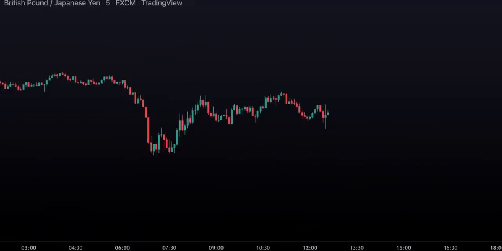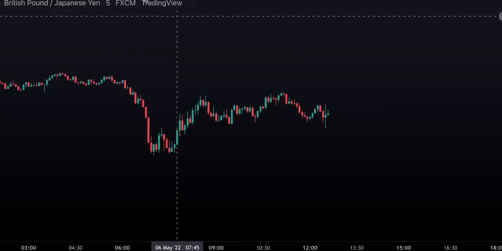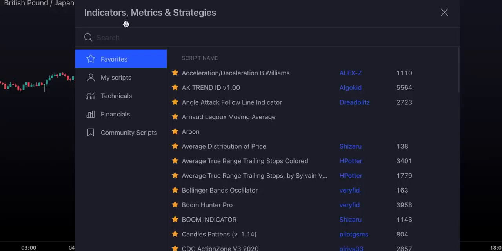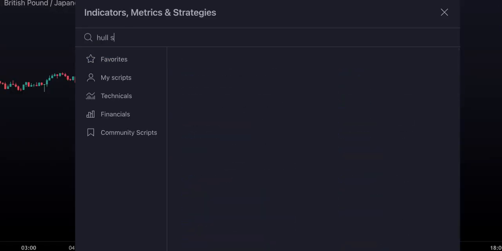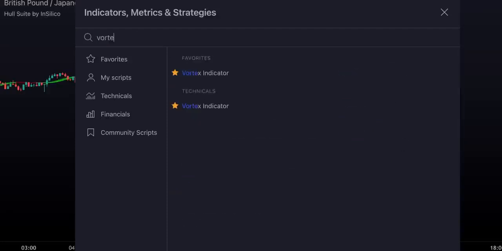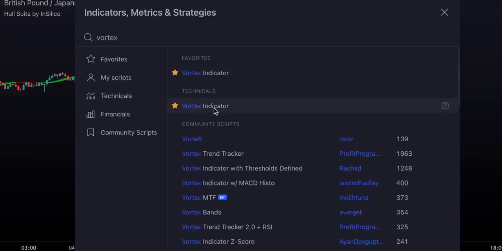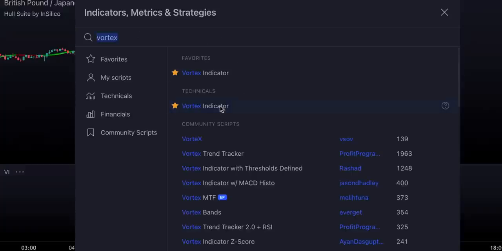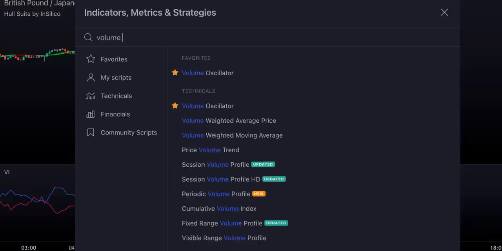Okay, this strategy consists of 3 free TradingView indicators. Now let's go ahead and add them to our chart. So for the first indicator, we will need whole suite. This one by Insilico. For the second indicator, let's search for Vortex. And finally, let's add a volume oscillator to our chart.